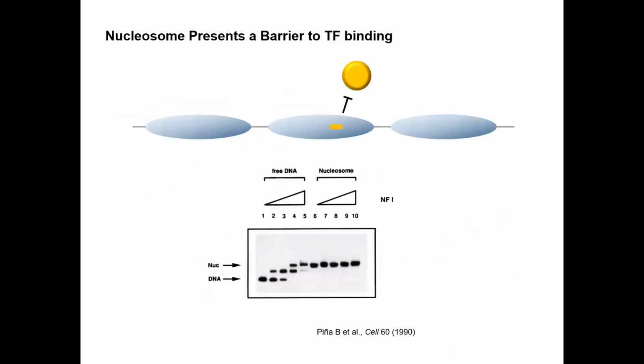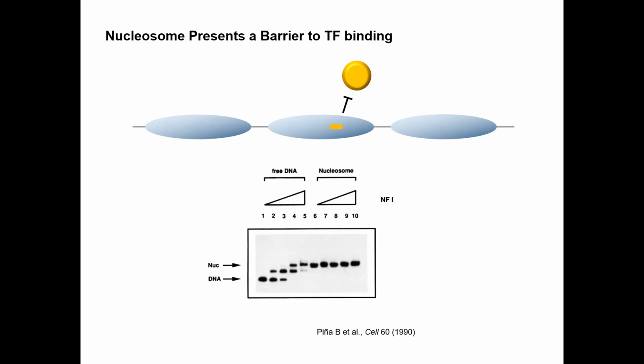One example here is NF1, a transcription factor. Based on this gel shift, you can see this factor readily binds to naked DNA containing its recognition site. But when the same DNA is wrapped into a nucleosome, you stop seeing that gel shift. It means this factor can no longer bind, at least within this concentration range. And that poses a huge problem for the cell, because for transcription to happen, the first step is for the transcription factor to bind. So if the nucleosome becomes a barrier, how does the cell deal with this problem?